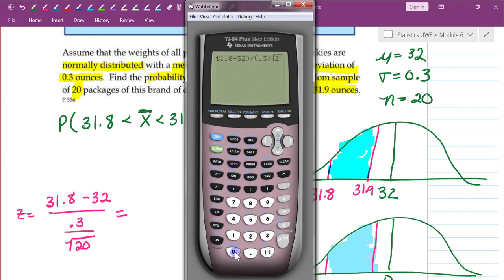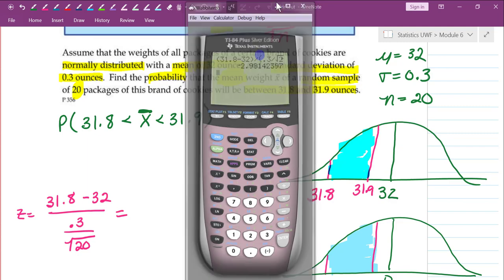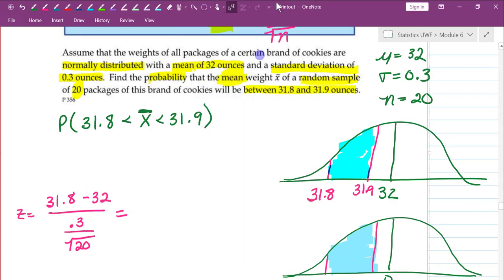Of 20. Now notice I have to hit this button right here, because right now I'm currently underneath the radical, so I have to hit this button to move out from underneath the radical. And now I close my parentheses, and now I hit enter. And so my z value is going to be negative 2.98. So negative 2.98 is the first one.